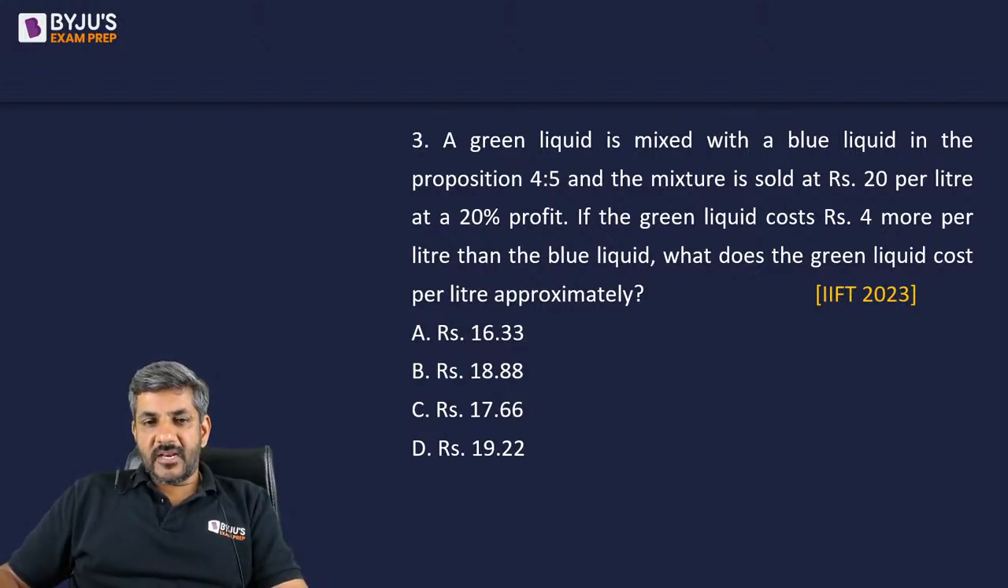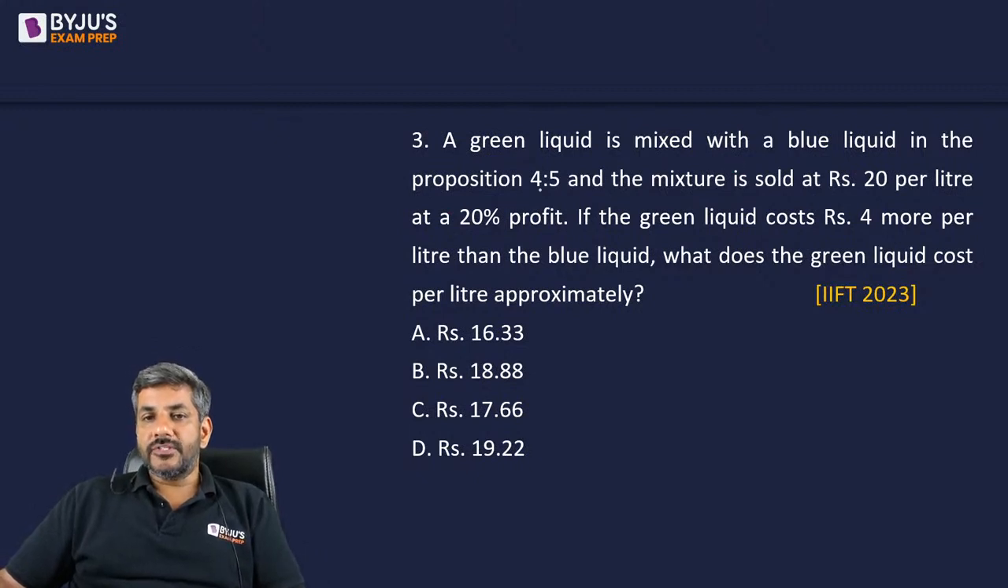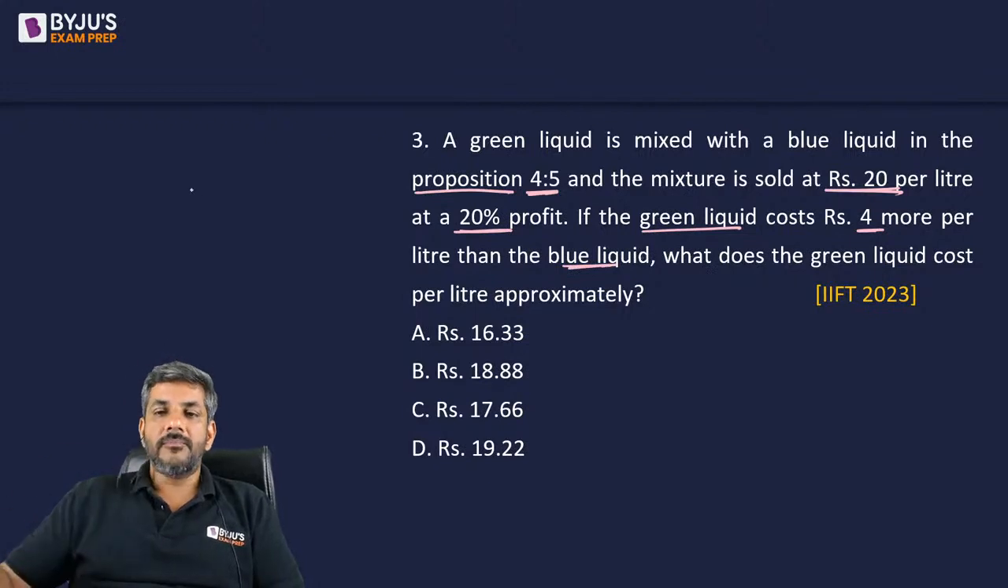Okay, Krishna has given an answer as B. Let's start doing it. What does the question say now? It says a green liquid is mixed with a blue liquid in the proportion, I think proportion should be the word here, of 4:5, and the mixture is sold at 20 rupees per liter at a 20% profit. The green liquid costs rupees 4 more per liter than the blue liquid. What does the green liquid cost per liter?